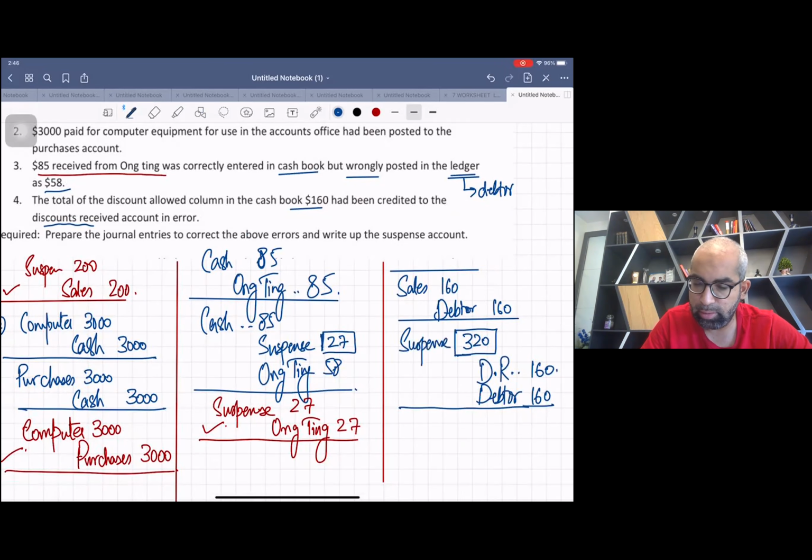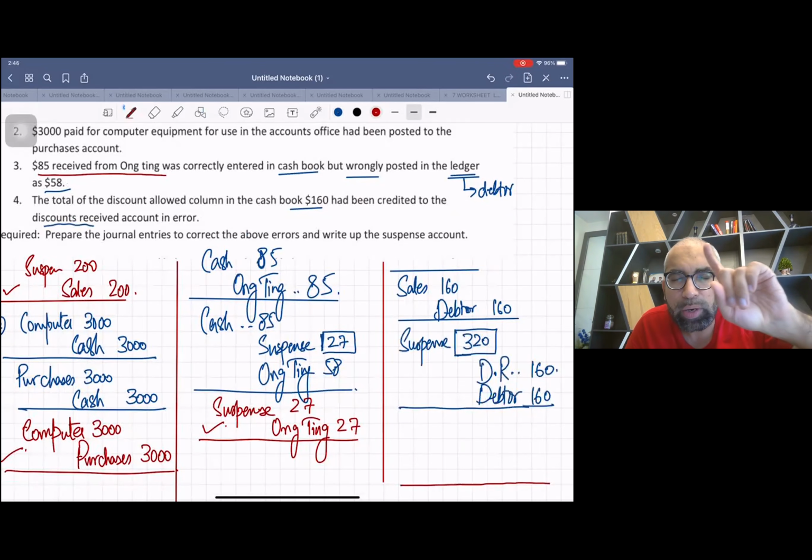Now let's make the last entry. How to make it? Listen. First entry, we should have credited the debtor by 160, and yes, we did credit the debtor by 160. No mistake in the debtor account. Leave it. Now we should have debited sales one time by 160. But we didn't. Let's do it.